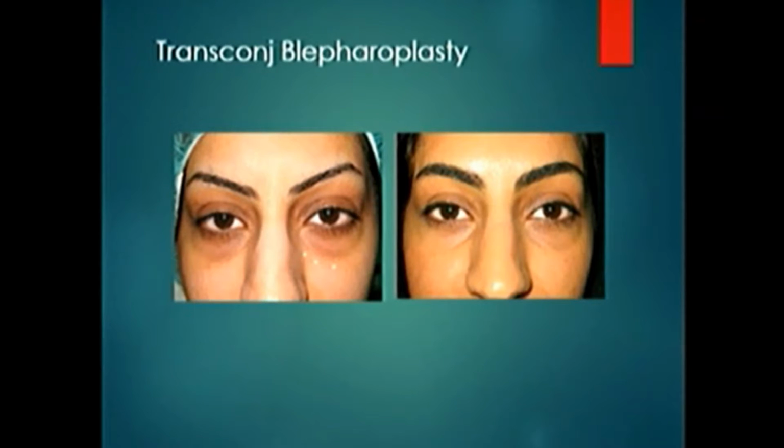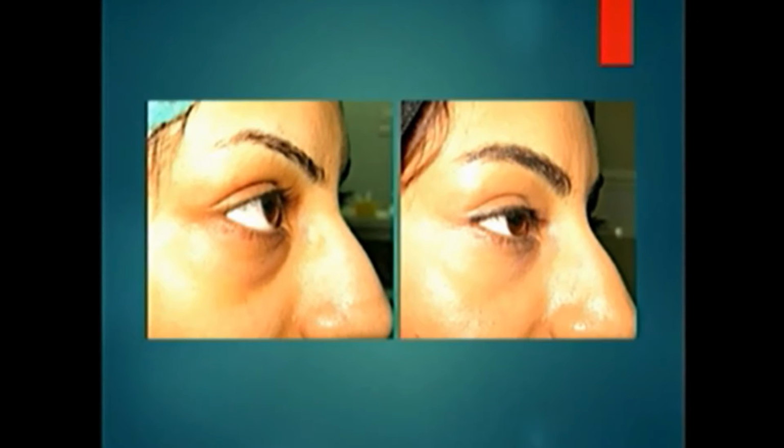And this is the patient after surgery. This is her picture before, and this is after fat transposition, transconjunctival. And you can see it from the side, it appears better. You can see the depression here and the fullness more equalized with the fat transposition.